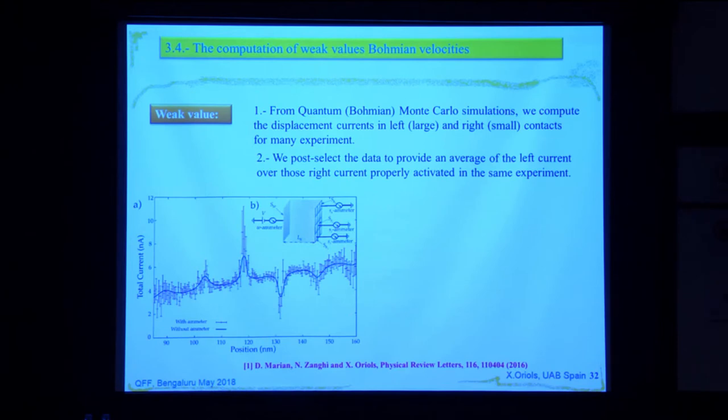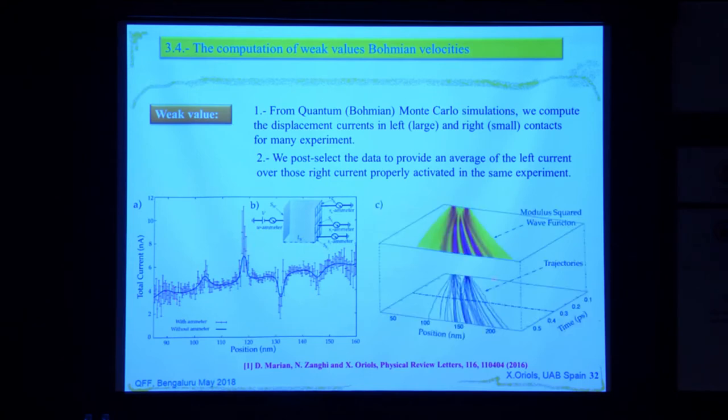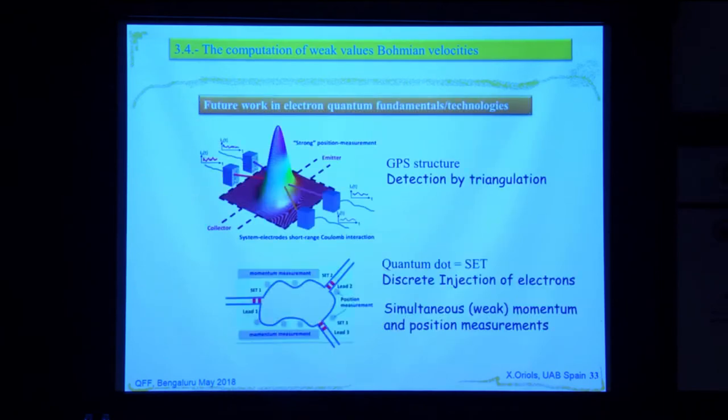And then with this, we make some experiments, and we can reproduce the Bohmian velocity in something similar to a double slit experiment. This is the exact Bohmian velocity that you can expect, and this is what we get after the measurement. This is the mean value and the error that we get. With these velocities computed just from the displacement current, we can construct these trajectories that are in agreement with what we expect. Okay, we also have some additional ideas.